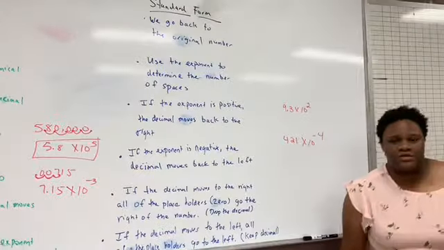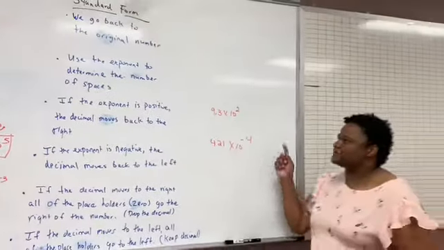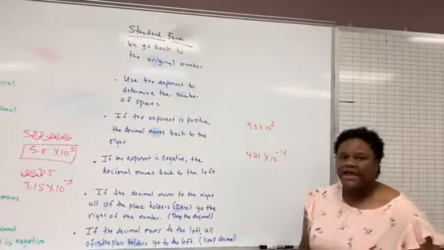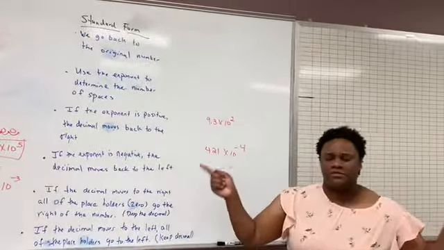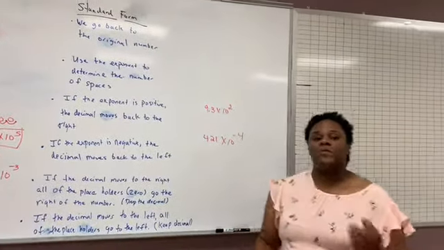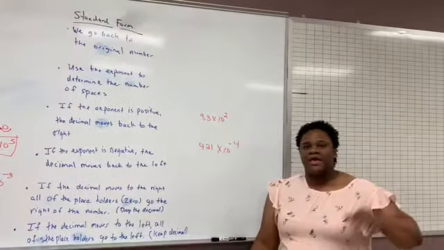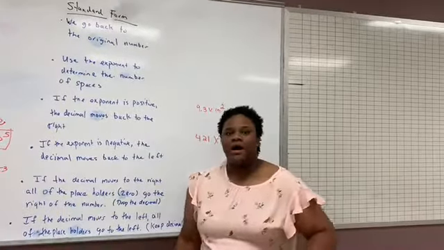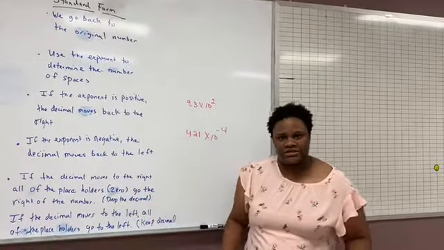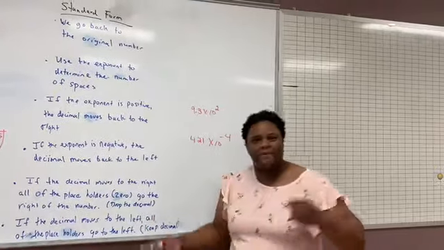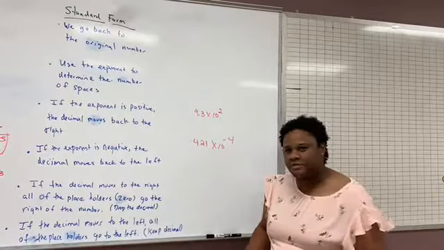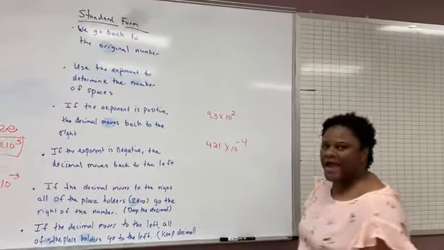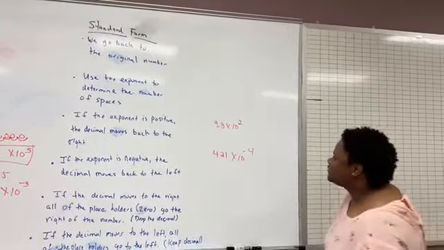Now what we're going to do is take a number from scientific notation and take it back to standard form. Remember when I told you standard form is the reverse of scientific notation. We're going to back that thing up like we talked about the other day. So we're going to back the decimal up. So this is how we do it.